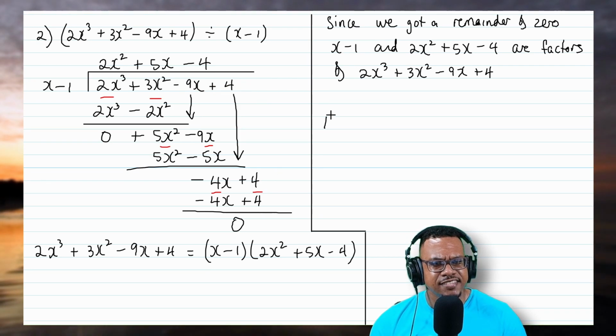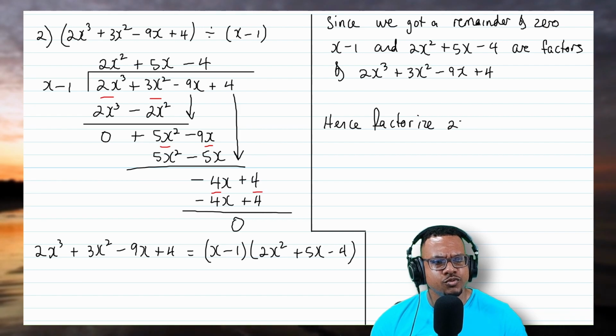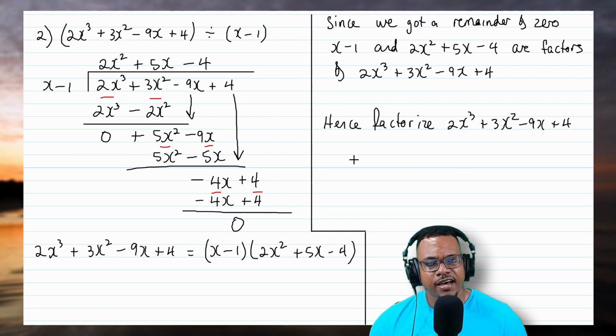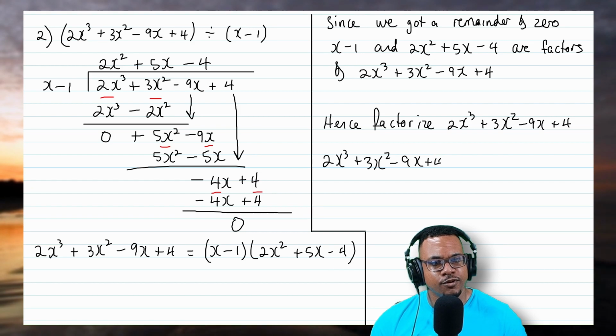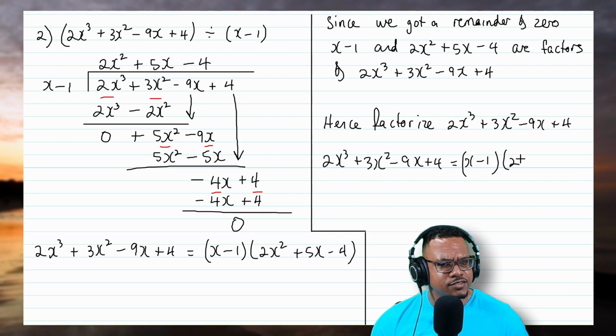So if I were asked to hence factorize that 2x cubed plus 3x squared take away 9x plus 4, I would write that 2x cubed plus 3x squared take away 9x plus 4 is equal to that x take away 1 times 2x squared plus 5x take away 4.